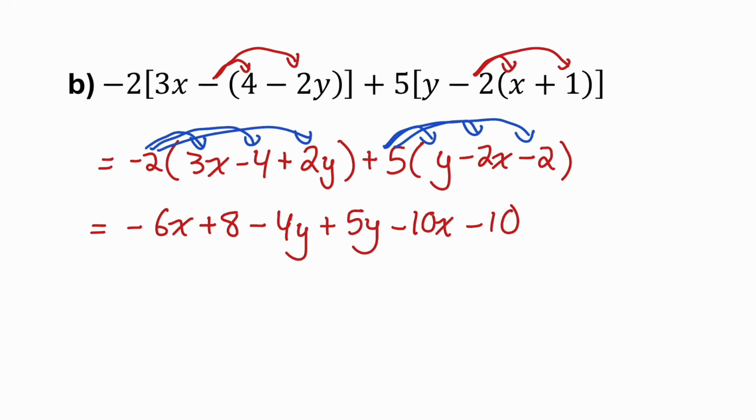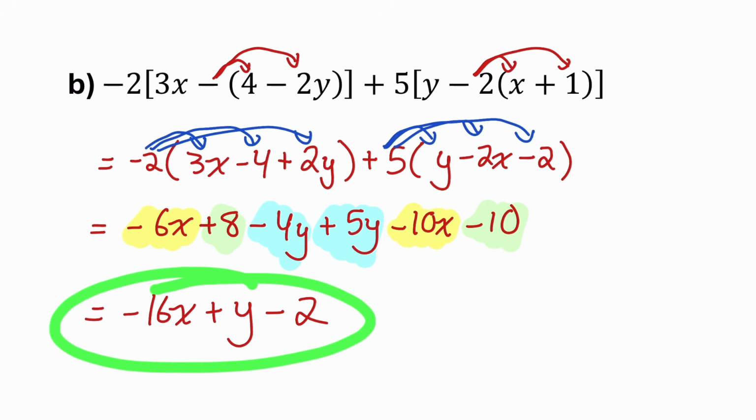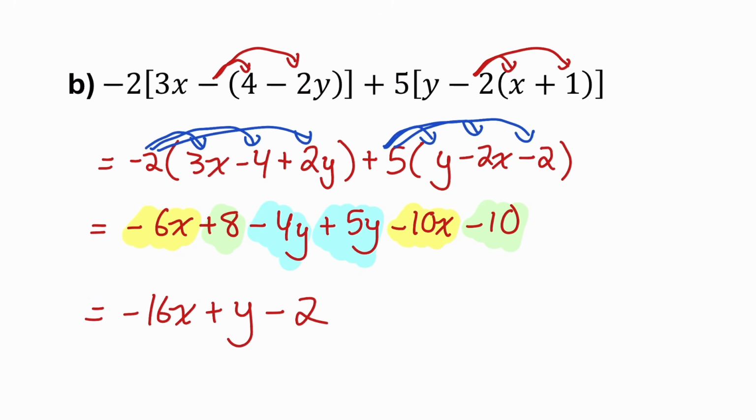And then looking for my like terms, I have a negative 6x and a negative 10x. That's negative 16x. I have a negative 4y and a positive 5y. That's a positive 1y. And then I have an 8 minus 10, which is negative 2. So there's my final simplified expression. Notice there's no brackets left because when we expand, when we multiply a term in front of the brackets by all the terms inside the brackets, that gets rid of all the brackets.